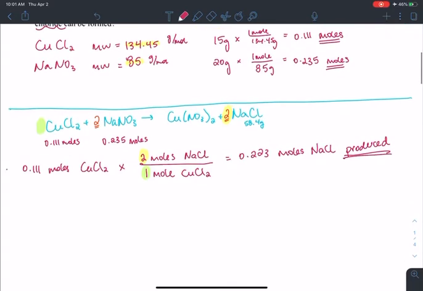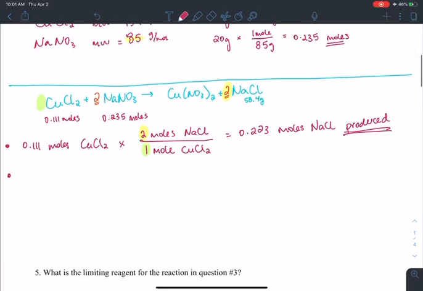Okay? So now we have to do the exact same thing, but for the other starting material. So we have 0.235 moles of sodium nitrate. We're also going to convert that to moles of sodium chloride. We're going to do the exact same thing.